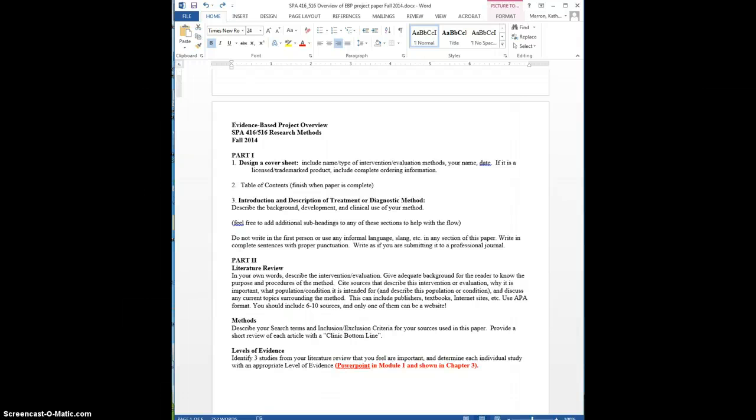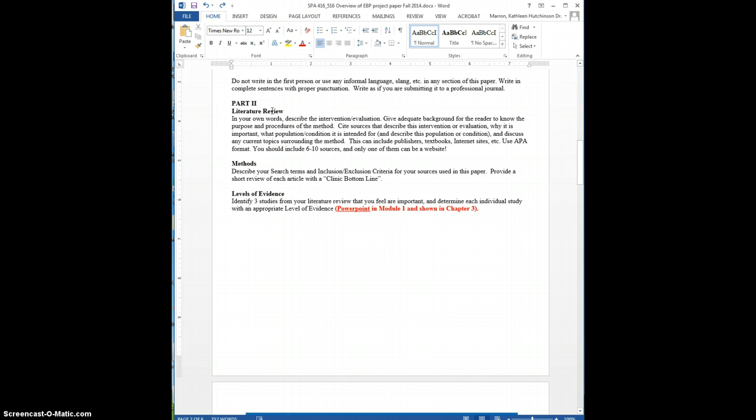Part 1 involves designing a cover sheet, including a table of contents, and the introduction and description of the treatment or diagnostic method that you are studying. And of course, the introduction and the narrative in this part of the paper should not be written in first person and should be written in professional language.